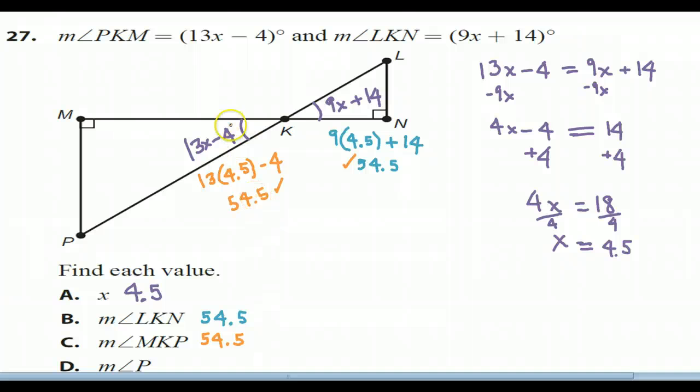Okay, now, the last one, we're looking for the measure of angle P. So for angle P, what you want to do is look at what angle P is inside of. Right here you have a triangle, and one thing you want to remember about a triangle is that the 3 angles inside of a triangle add up to 180 degrees. We know this angle is 90. Now we know this angle right here is 54.5. And so we can use those 2 facts to find angle P. So one way to write it out is we can say the measure of angle P plus 90 degrees plus 54.5 degrees is going to equal 180 degrees.